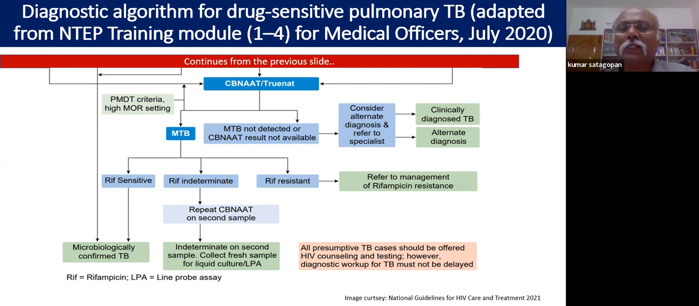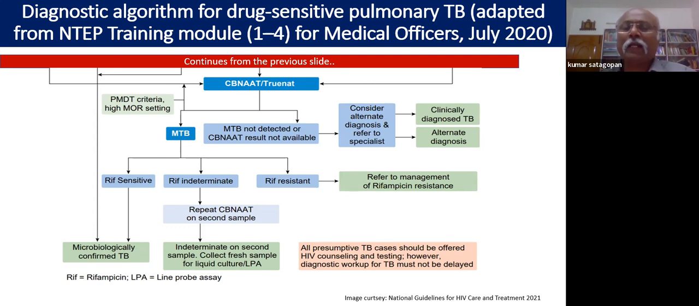Then if it comes as RIF resistant, we have to send the patient to the DRTB center, where they will do first line LPA and second line LPA and find out whether it is INH mono, pre-XDR TB, or XDR TB. They will start either a short course bedaquiline containing shorter MDR regimen, or, if that is not possible because of pre-XDR or any other problem, an all oral 18 to 20 months regimen. In that way, we are diagnosing tuberculosis drug sensitivity as well as drug resistance.